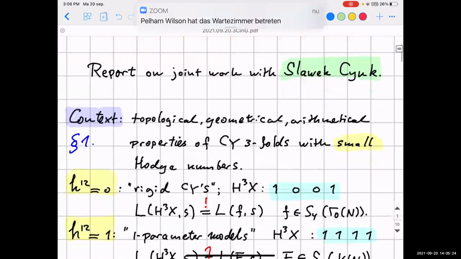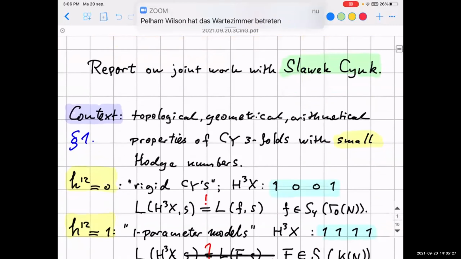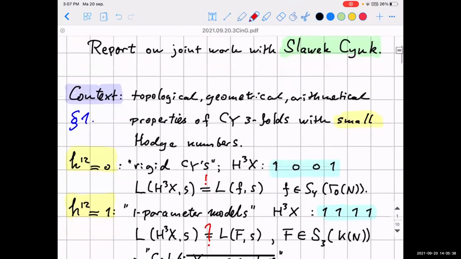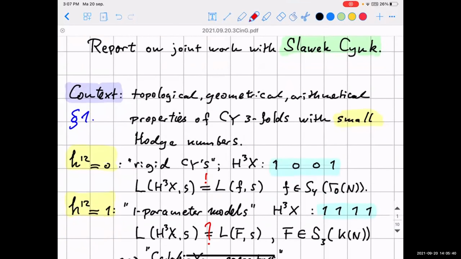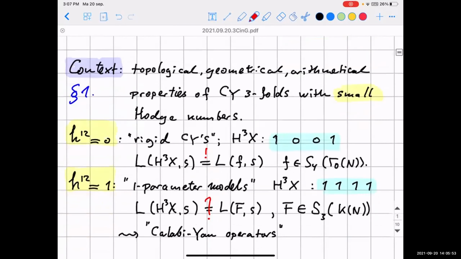And of course, the most extreme case is where the Hodge number H12 equals 0, then there's no infinitesimal deformations, and it's a so-called rigid Calabi-Yau. And then the Hodge numbers of the H3 of X, which then is two-dimensional, read 1, 0, 0, 1. So two ones from the holomorphic three form and complex conjugate. And so you get a two-dimensional space. And if X is defined over Q, then the arithmetic is interesting.